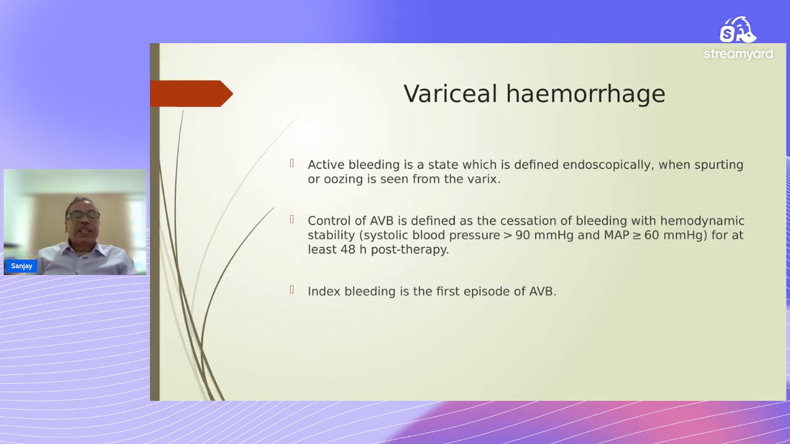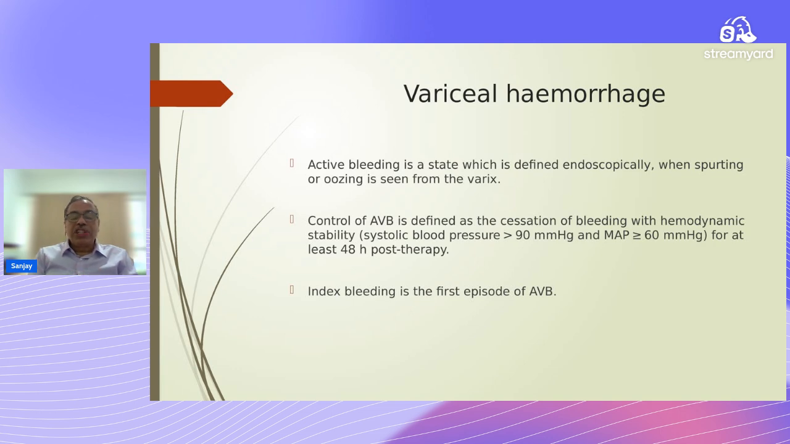And when do you say that control has been achieved in a patient once you initiate the management protocols? The control of acute variceal bleed would be defined as cessation of bleeding with hemodynamic stability. And what exactly is hemodynamic stability? Systolic blood pressure more than 90 millimeter of mercury and mean arterial pressure more than 60 millimeter of mercury for at least 48 hours post therapy would be considered as having achieved a complete control of acute variceal bleed.